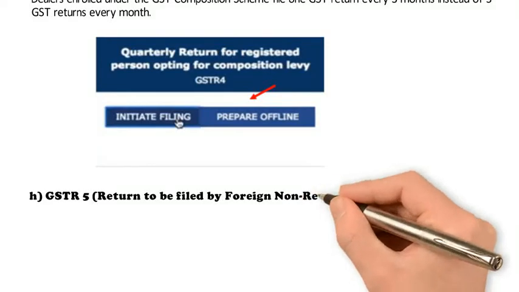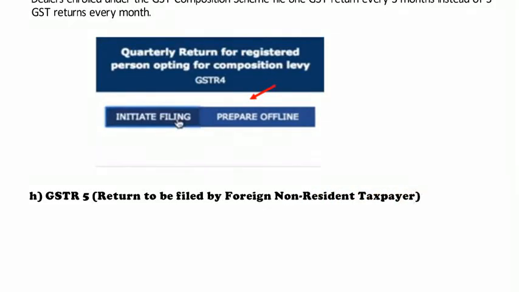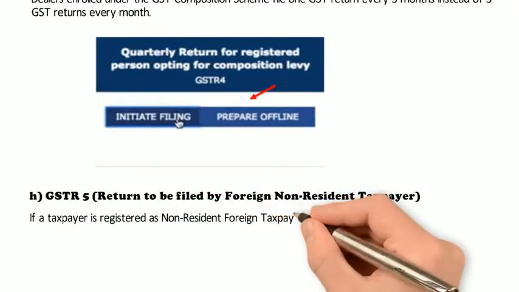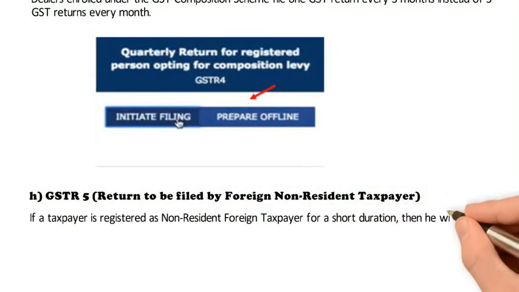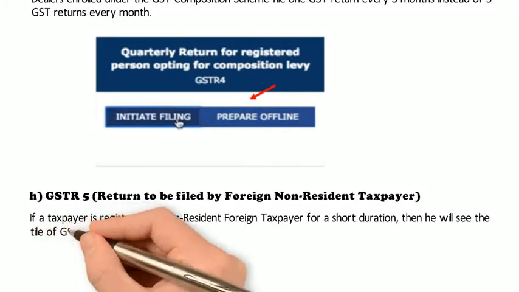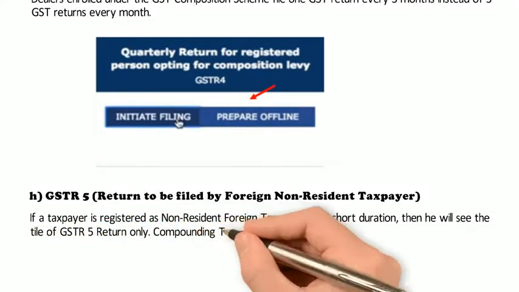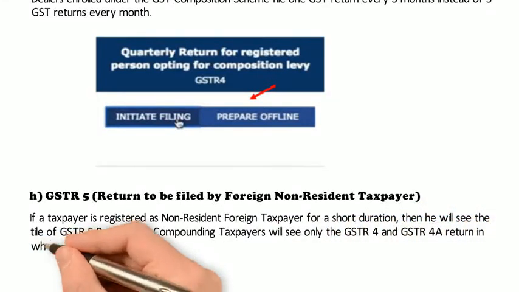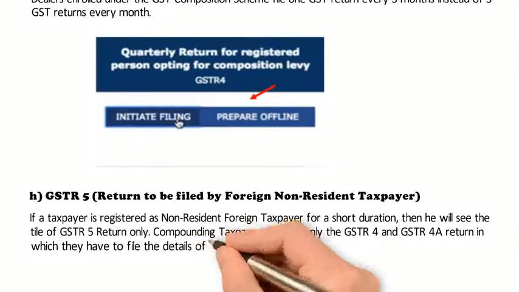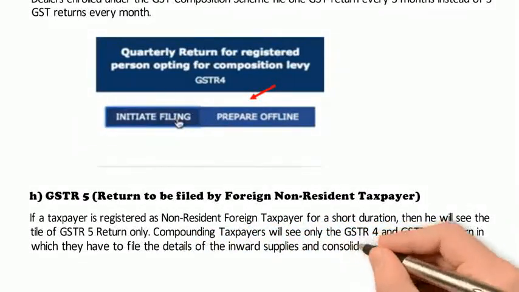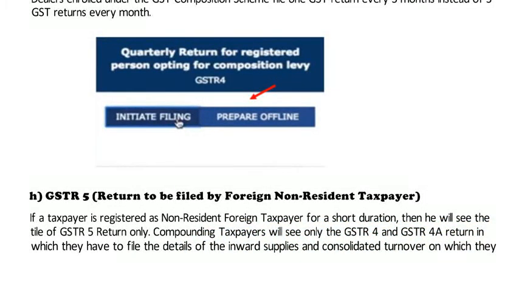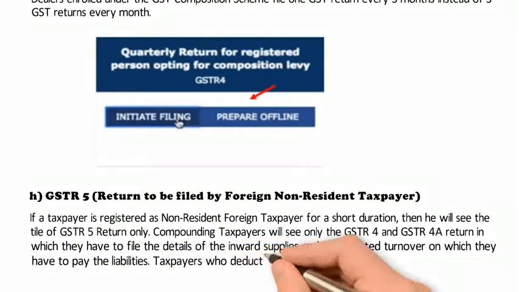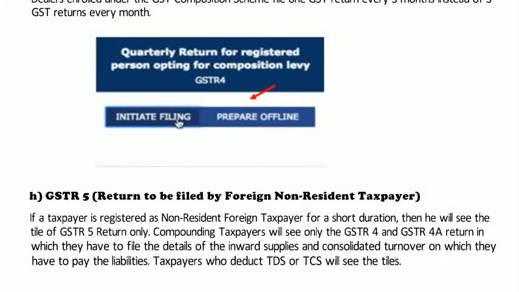GSTR 5, Return to be filed by foreign non-resident taxpayer. If a taxpayer is registered as a non-resident foreign taxpayer for a short duration, then you will see the tile of GSTR 5 return only. Compounding taxpayers will see only the GSTR 4 and GSTR 4A returns in which they have to file the details of the inward supplies and consolidated turnover on which they have to pay the liabilities. Taxpayers who deduct TDS or TCS will see the tiles.